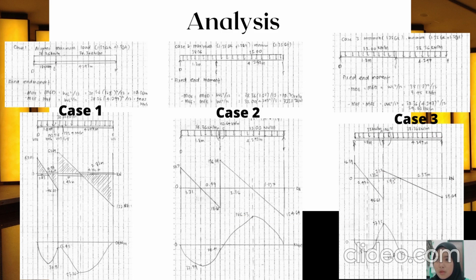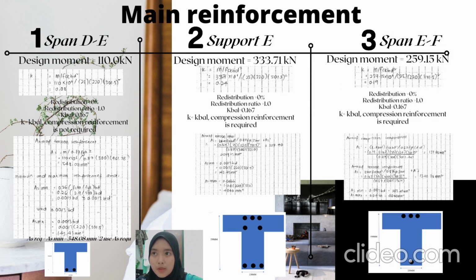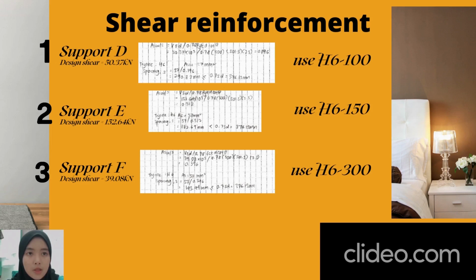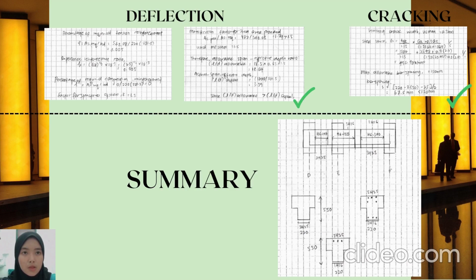This is the analysis. For main reinforcement, for span D to E, the design moment is 110 kN, and then the compression reinforcement is not required because K is less than KBAL. H6 150, and then for support F, the design shear is 39.08 kN, so use H6 300, larger than L over D actual, so it is okay. And then for the cracking, the bar spacing is 67.5 mm, so it's less than 150 mm, so it's okay.